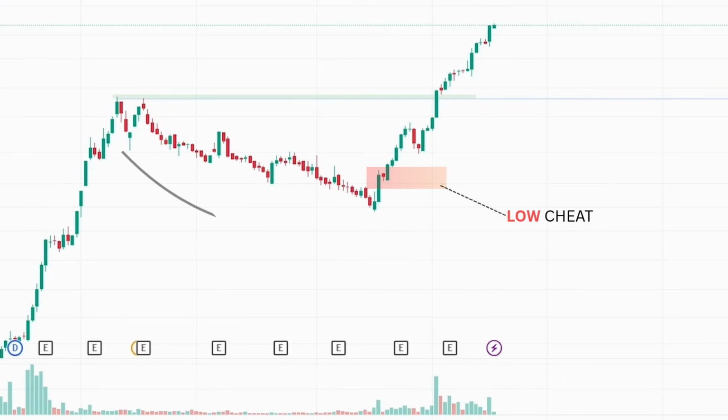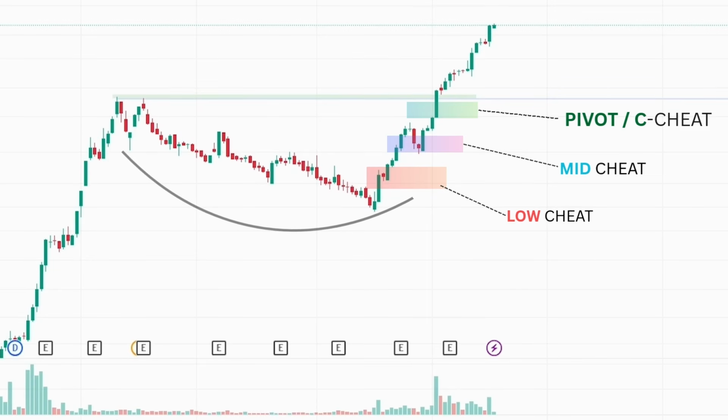So these are pretty much the three entry points that you should be paying close attention to. The first one is low cheat, which is an early entry with a small position size. Then comes the mid cheat, which is a refined and more stronger entry. Then comes the pivot entry, which is almost like a confirmed breakout. So the lesson out here is start early, add on confirmation and scale up on proof. That's how you build powerful positions with professional precision.